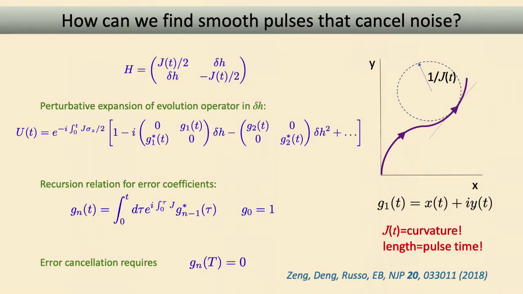The weird thing is that if you take the first order coefficient, so the first order noise term in this evolution operator, it's a complex function of time, because quantum mechanics is basically a theory about complex functions. You can plot it in the complex plane, making the real part the horizontal axis and the imaginary part the vertical axis. And this coefficient at first order is going to trace out some curve in this plane as time progresses.